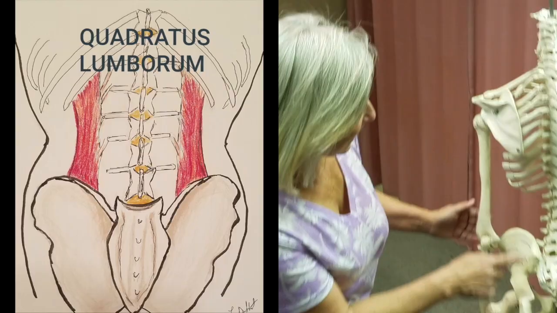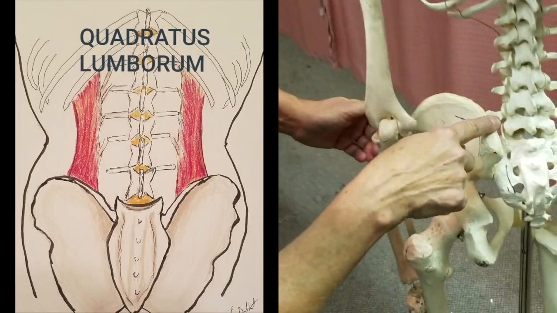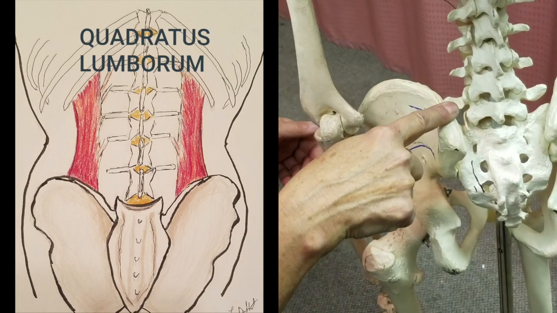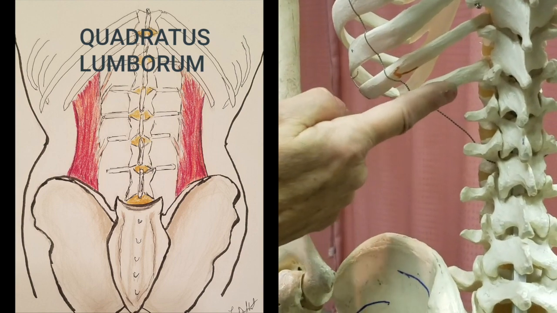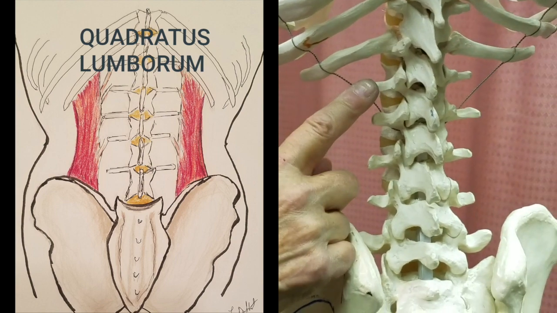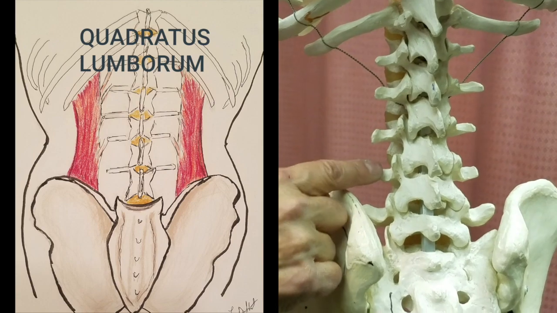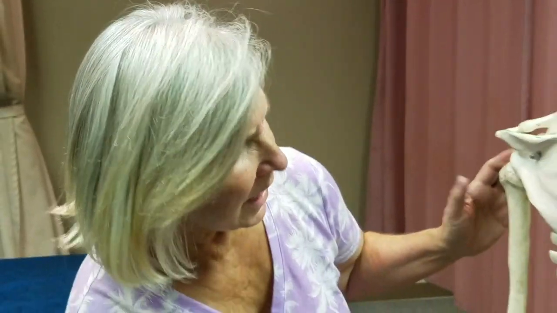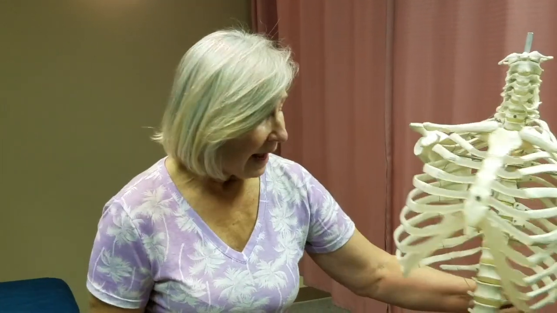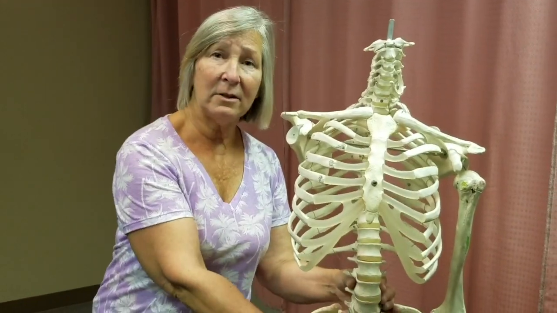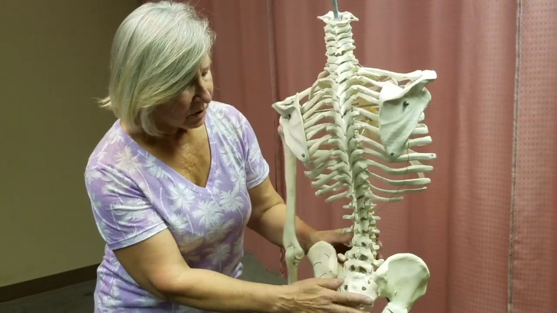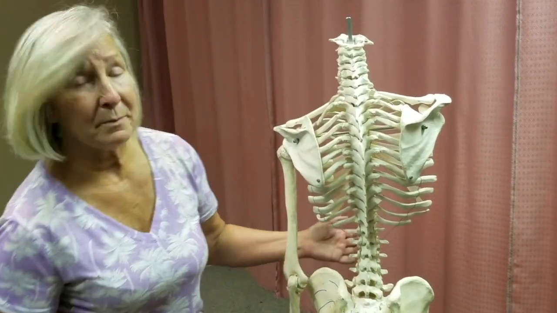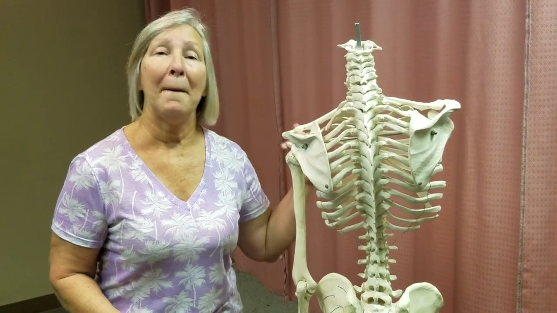The Quadratus Lumborum, the origin is the posterior iliac crest, and the insertion is the last rib, or the 12th rib, medial half, and the transverse processes of the first, second, third, and fourth lumbar vertebrae. What a lot of people don't realize about the Quadratus Lumborum, it is a back muscle. However, technically it is considered a deep abdominal muscle. However, any constrictions in the Quadratus Lumborum on either side is a major contributor to low back pain.